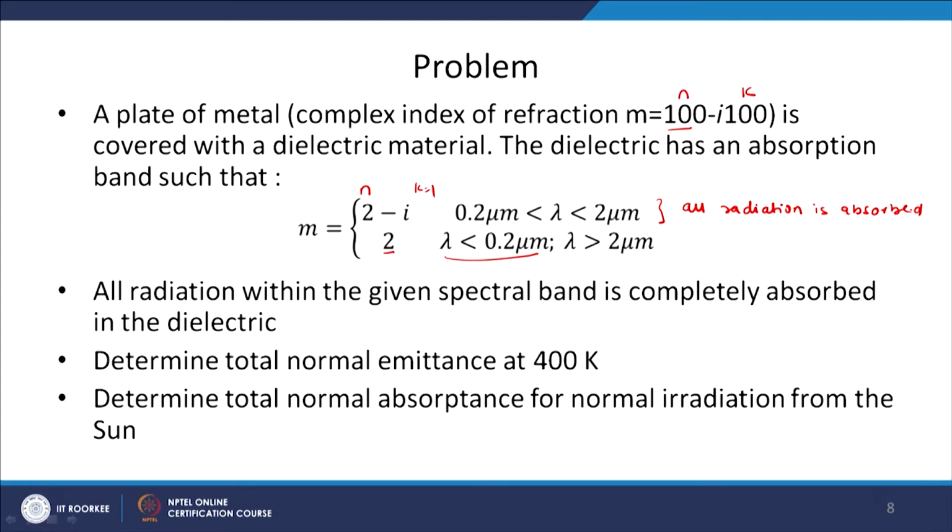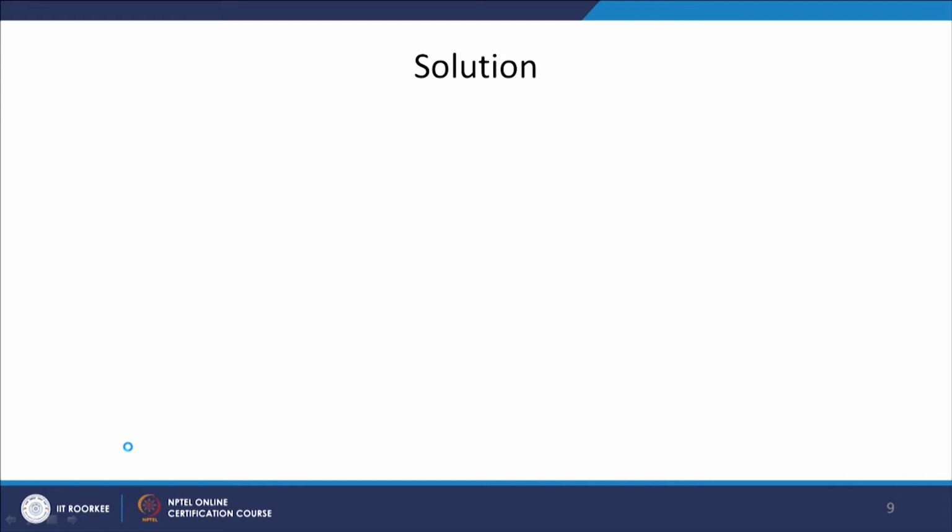Okay. So, what we have to find in this problem? We have to determine the total normal emittance, that is epsilon, in the normal direction. We also have to determine the total normal absorptance, that means we have to find alpha n, and that is from the solar radiation. The absorptance depends not only on the surface, but also the radiation coming in. So, let us solve this problem.